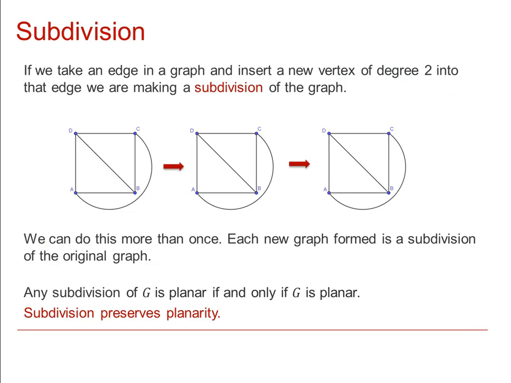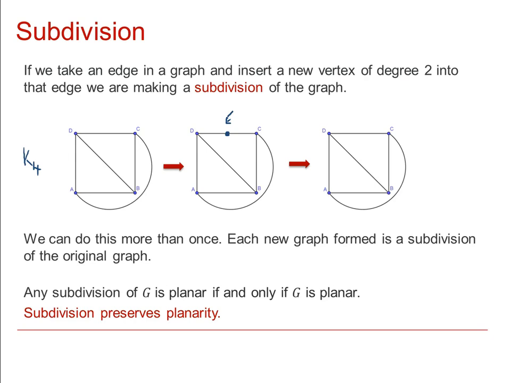So if we consider this, which is K4, and we know that K4 is planar, then a subdivision takes an edge. For example, we could take the edge DC and replace that by two edges with a new vertex in between. So we now have the edges DE and EC. Essentially, we might think that's the same as putting a node in the edge DC, but really what we're doing is replacing that one edge by two new edges.